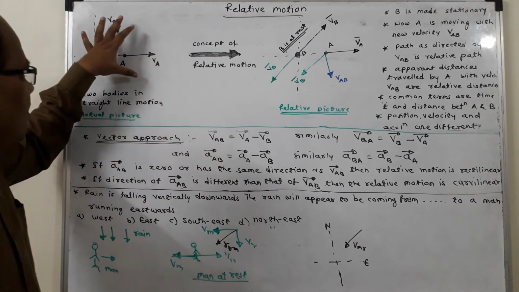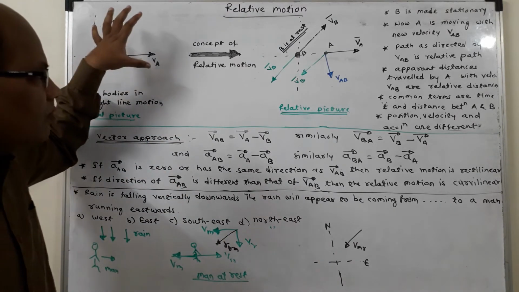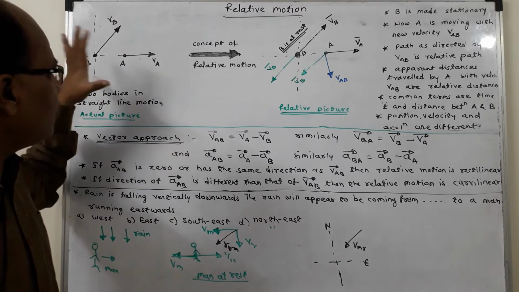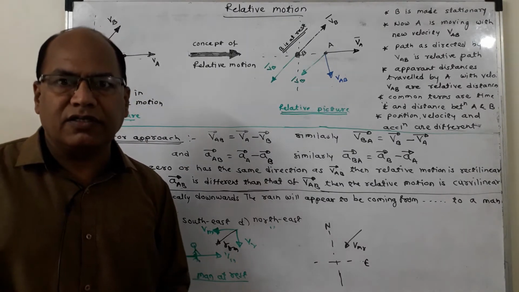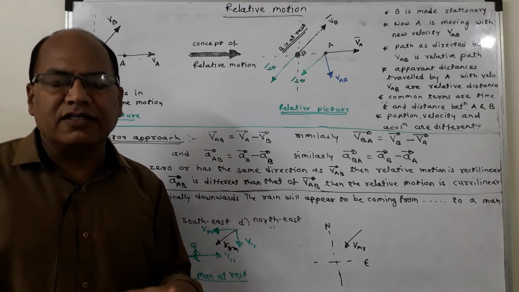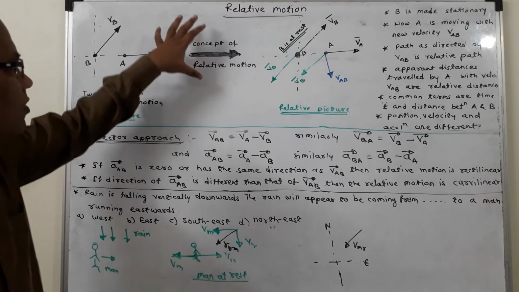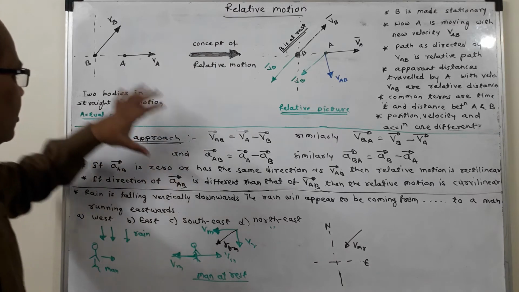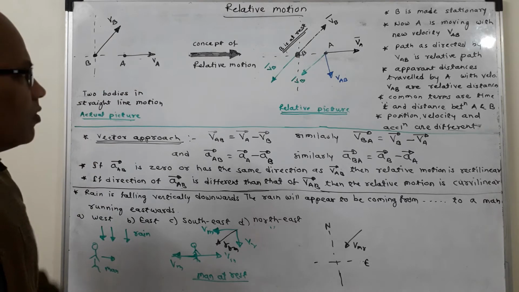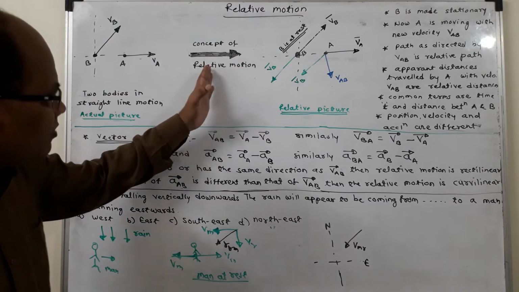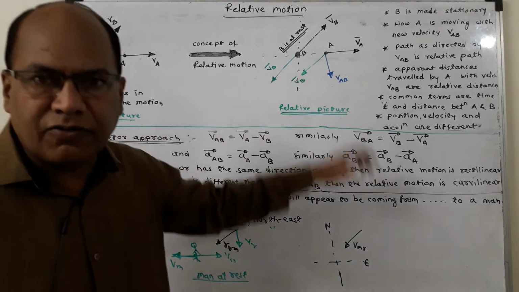Now, I want to apply the concept of relative motion here, because these two bodies are in motion simultaneously and I want to analyze certain things. When two bodies are in motion simultaneously, the concept of relative motion simplifies the solution of such problems. So this is the actual picture in which two bodies are in motion, and I am transforming the actual picture into a relative picture.